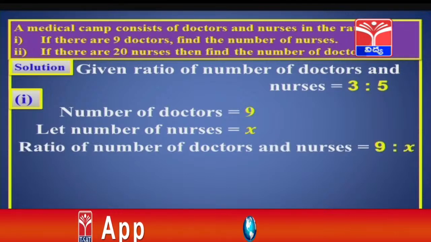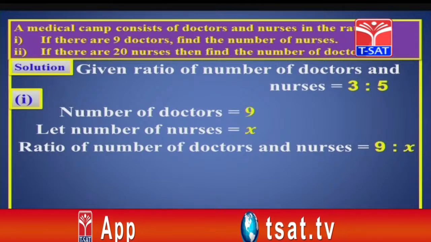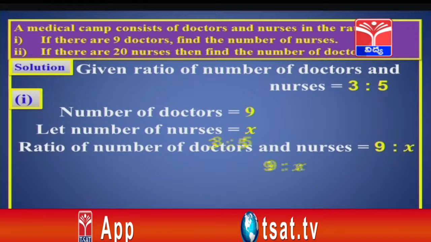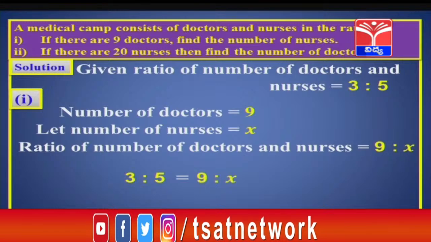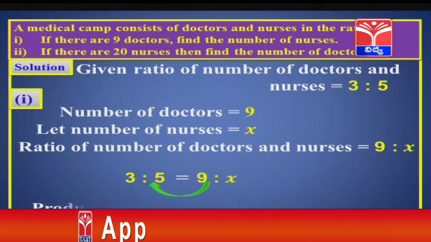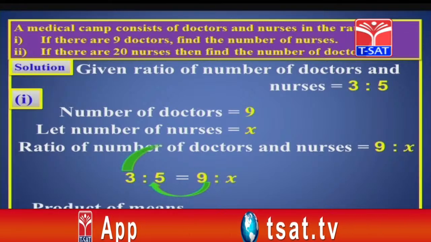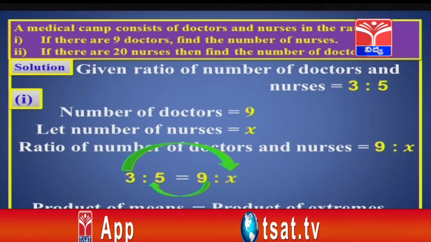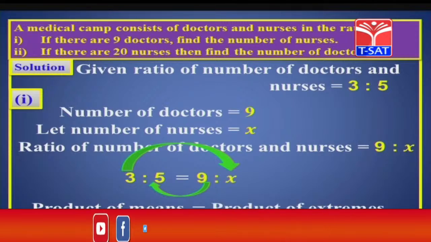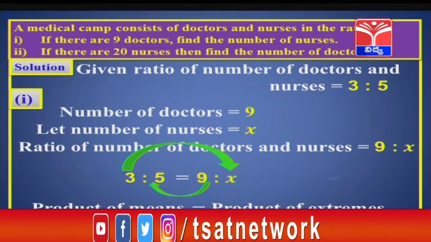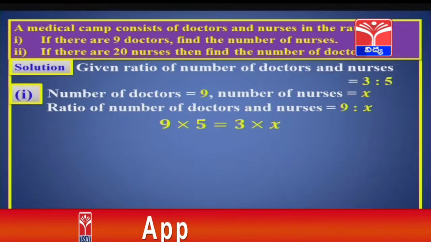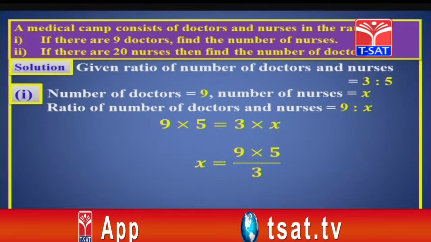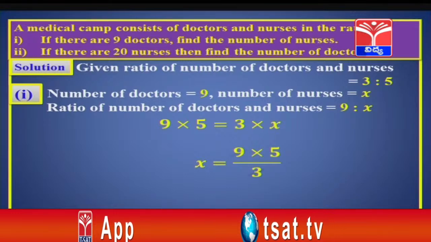Now, let us find the ratio of number of doctors and nurses, which is 9:x, and previously it is given as 3:5. So, these two ratios are in proportion, that means 3:5 equal to 9:x. So, since they are in proportion, I can say product of their means equal to product of their extremes. So, here what are the means? 5 and 9, extremes are 3 and x. Therefore, 9 into 5 is equal to 3 into x. Now, what is the value of x, children, here? Yes, 9 into 5 divided by 3.